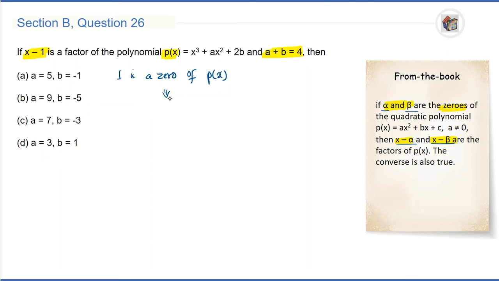So here now, if I have x minus 1 as a factor, what I can say then is that 1 is a zero of px. And what that means now is that p of 1 is equal to 0. So I'll put x as 1 here. This is going to be 1 cubed a times 1 squared plus 2b equal to 0.